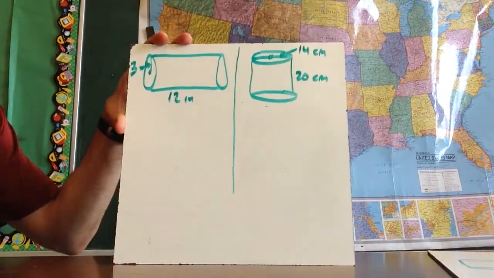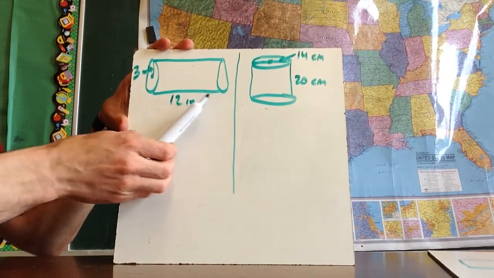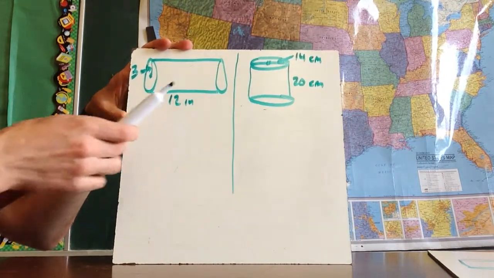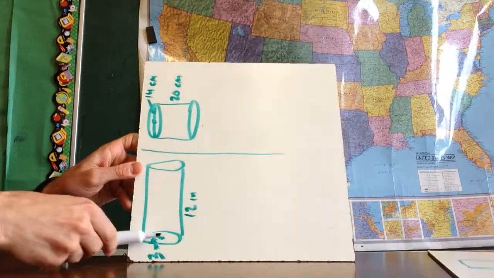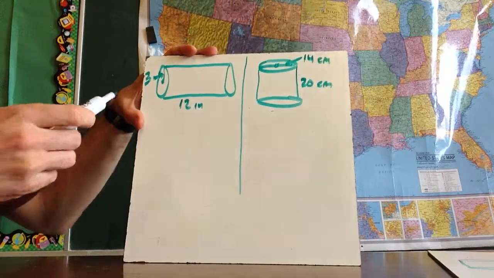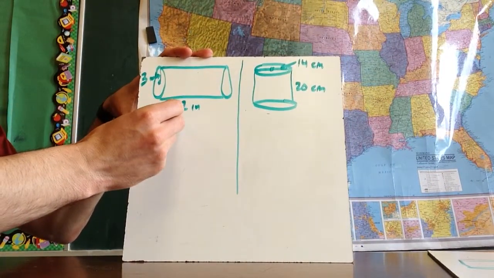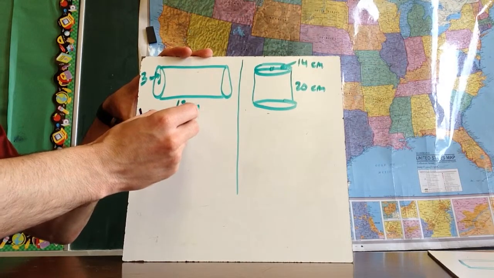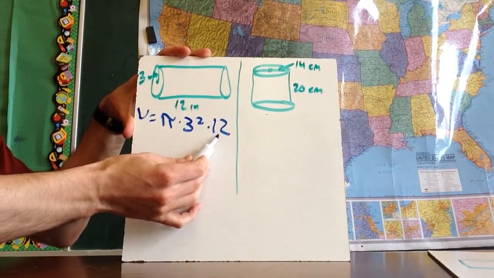So let's start with two examples. In this first one, you'll see that the radius is 3 inches and the height is 12 inches. Keep in mind this cylinder is kind of on its side, right? So if you think of it, this is the base and there's the height. But since it's laying on its side, we're looking at it like this. And so volume equals pi times radius squared times height, right? So pi r squared h.